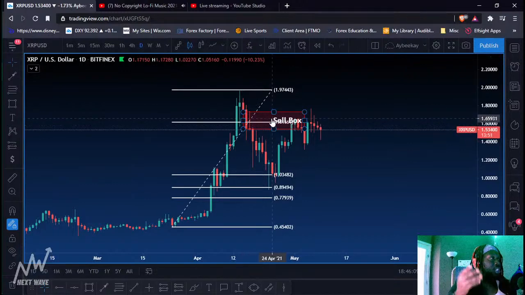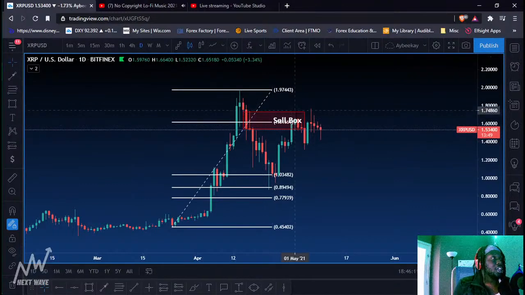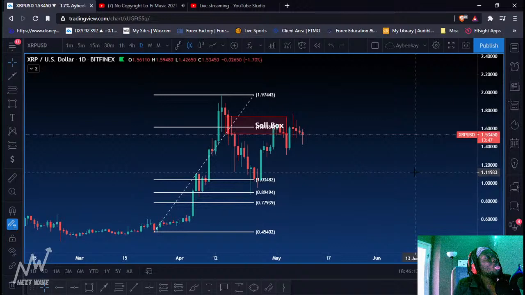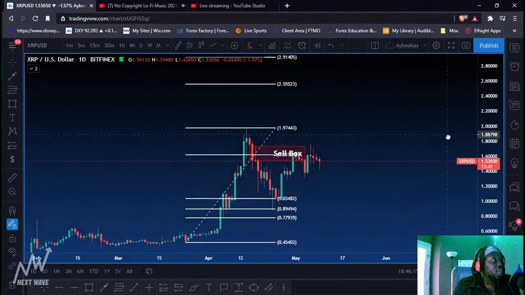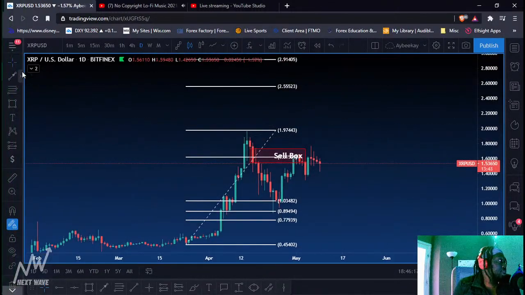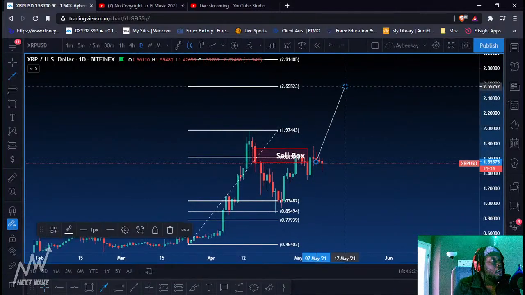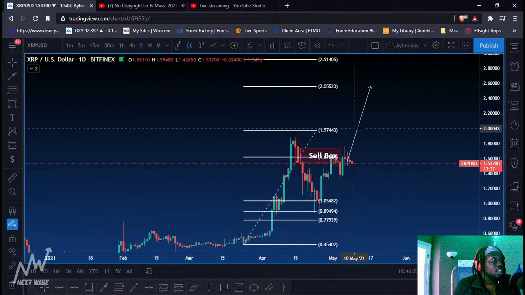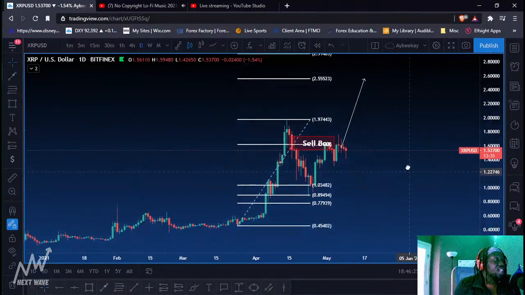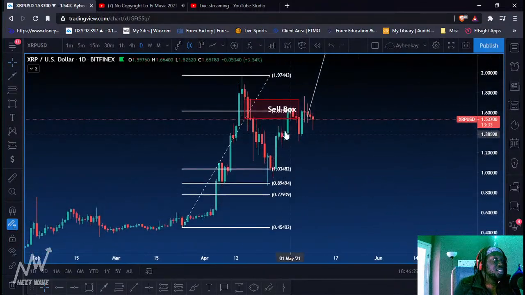Again, this is where you take like 70% of your profits area, right where the sell box is at, and you just wait for the price to do whatever it wants. I still think $2.50 is definitely realistic, but again, this is a spot where you could potentially see price push back down.